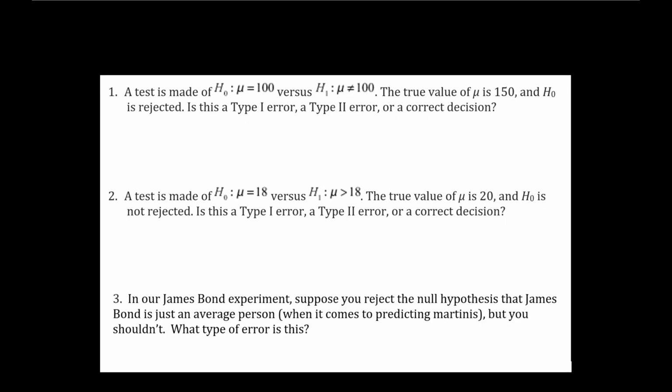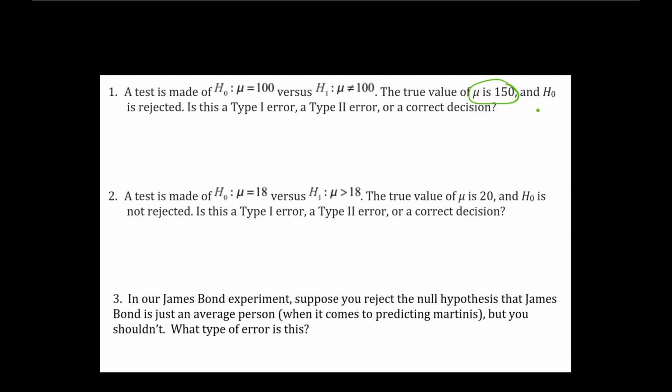This first one, I said a test is made where the null hypothesis is that the true population mean is equal to 100, and the alternate is that the mean is not equal to 100 or differs from 100. So if the true value of the population mean is 150, and the null is rejected, is this a type 1 error, a type 2 error, or a correct decision? We're pretending for a minute that we know that the true value of mu is 150. Well, if that's the case, then shouldn't we have been rejecting the null and accepting that the mean is different from 100?